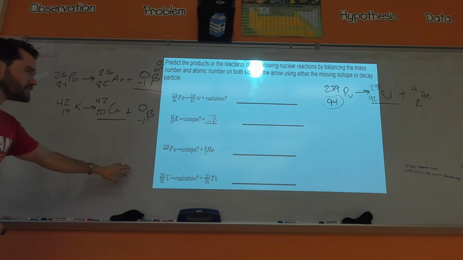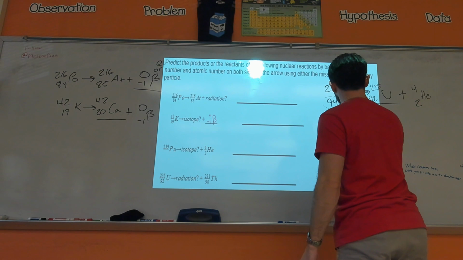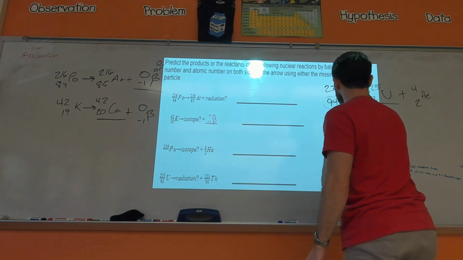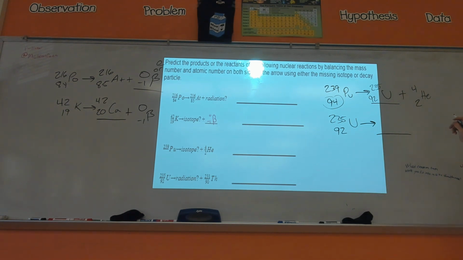All right, got one more in this slide. We got uranium 235. Atomic number of 92. Now here they're flipping the order. Notice how I've always been writing the isotope and then the radiation. They can go either way. Here they're asking for the radiation, and then they write the isotope, the stable isotope that comes from it. In this case, it's thorium 231.